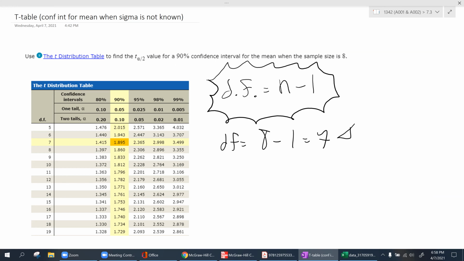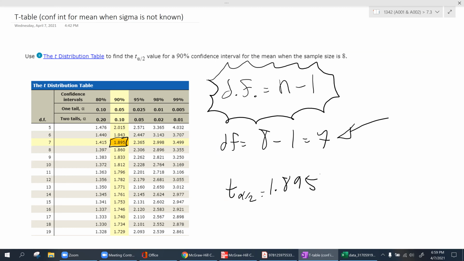That means you're going to look for the 90% column and cross it with your degrees of freedom equaling 7. We find that the value ends up being 1.895, meaning that my t-value for alpha over 2 is equal to 1.895.